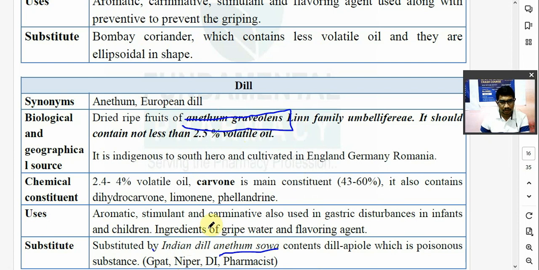Okay. Now Indian dill consists of dill apiole. What is in it? Dill apiole is a poisonous substance. The apiole is the compound present in it, and it is poisonous.